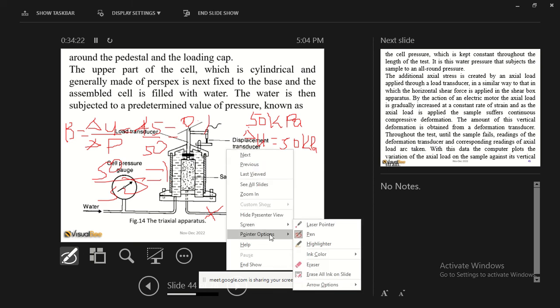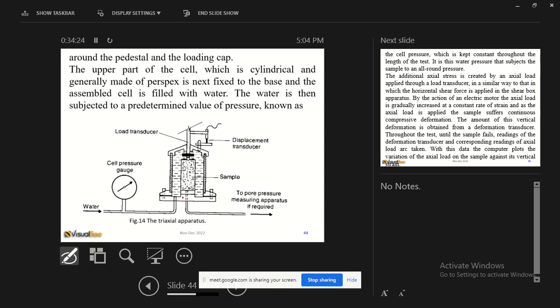Anyway, the idea is the sample has to be saturated before you do the test. So two things. When you do the test, you have to do saturation. You apply the back pressure, as I have said, for some time, with this pressure close to 0. Once you saturate, then you do consolidation. Here you apply a stress close to 0, not 0 but close to 0.